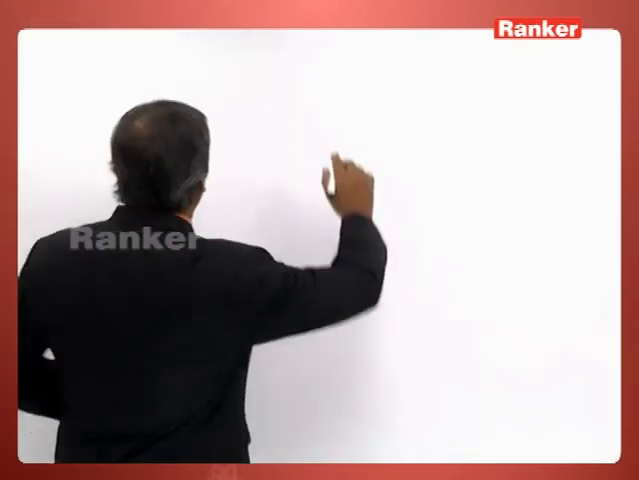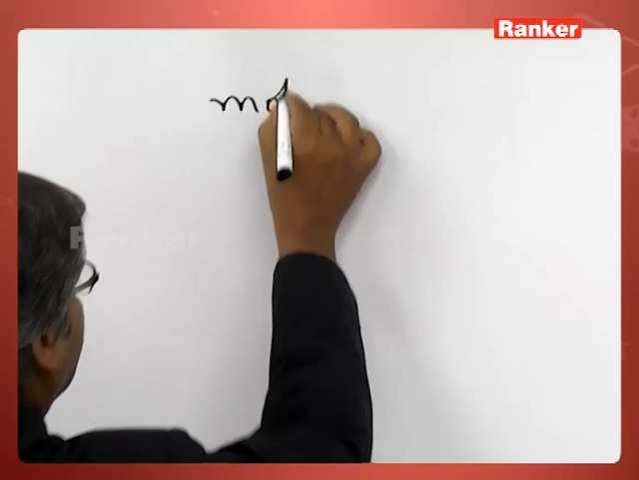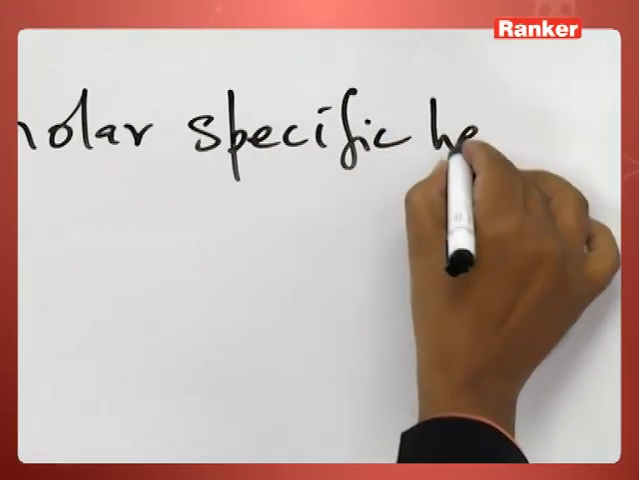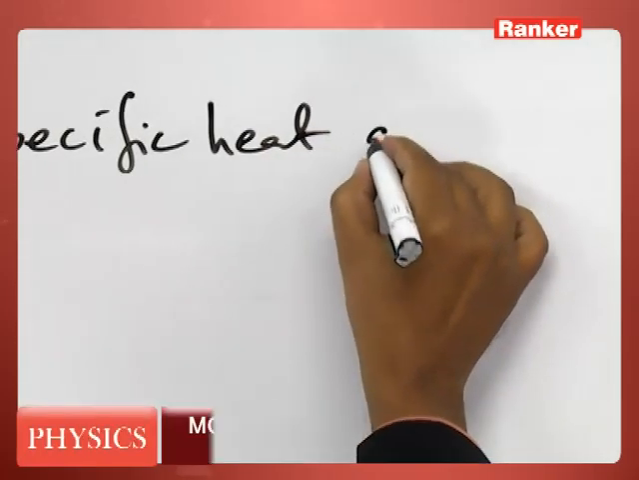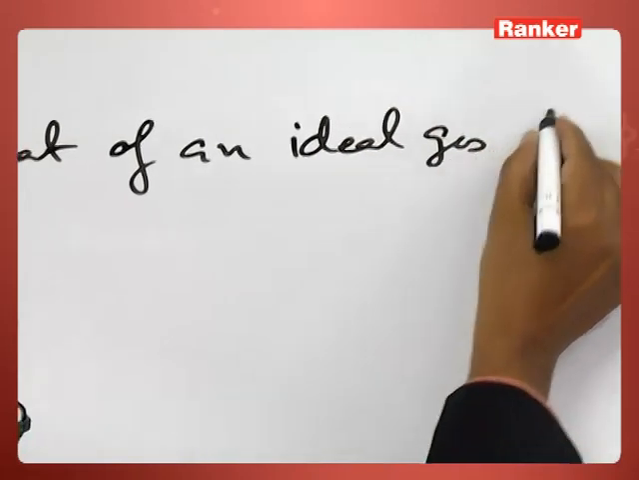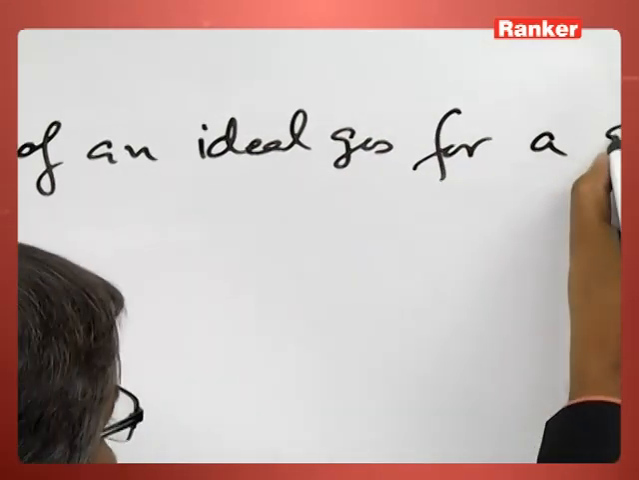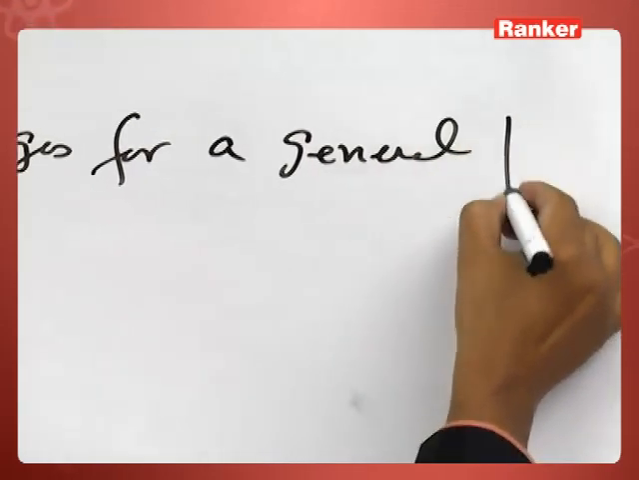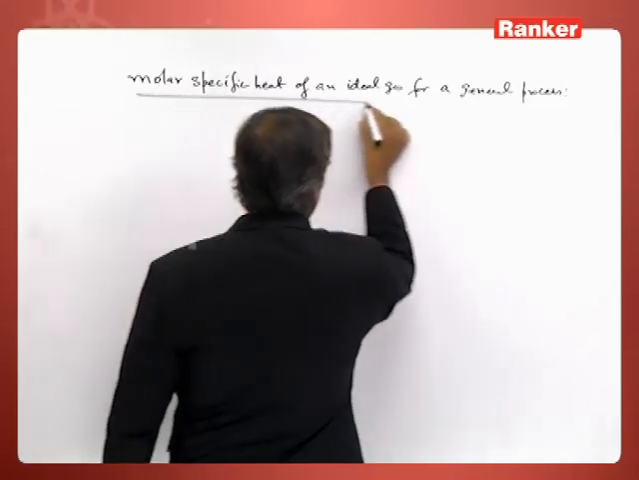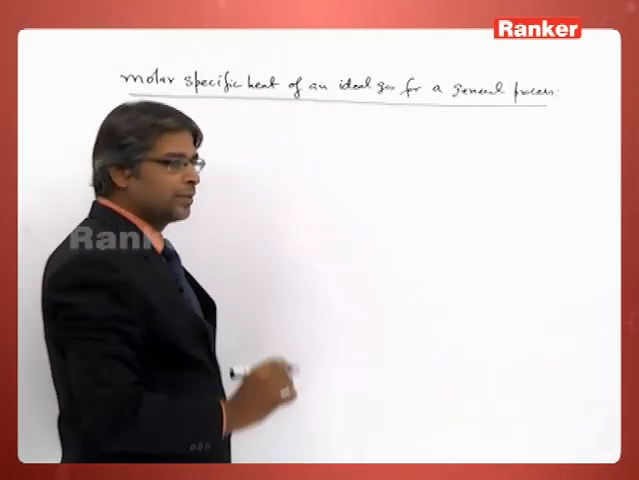So now let us come to the general expression for specific heat of an ideal gas. So molar specific heat of an ideal gas for a general process. So if I don't know the process, then how will I write this for a general process?